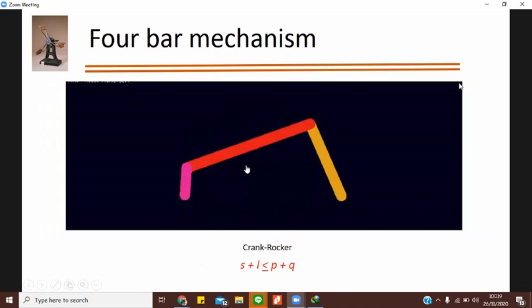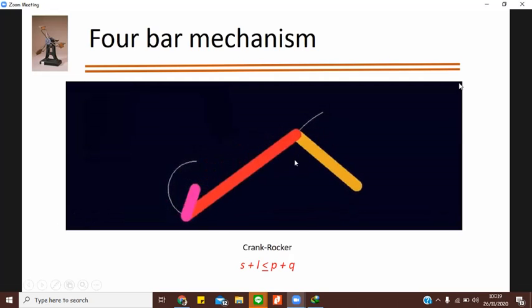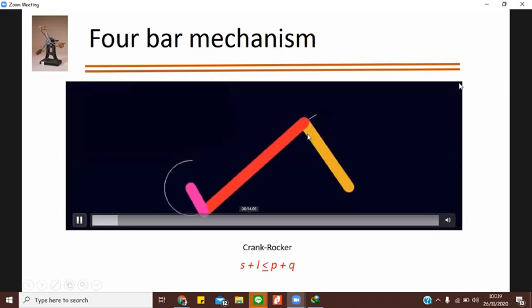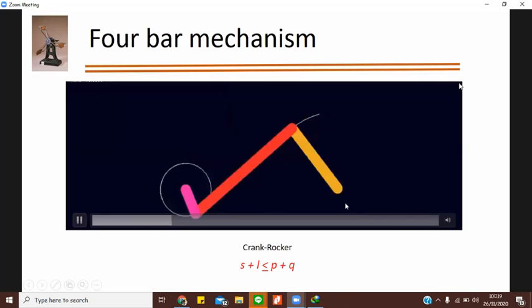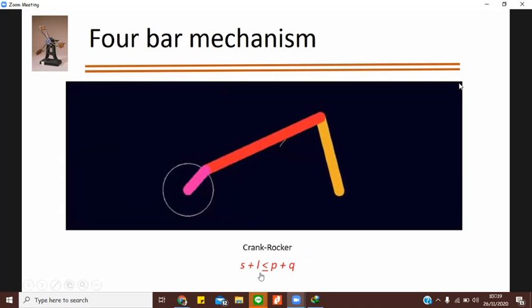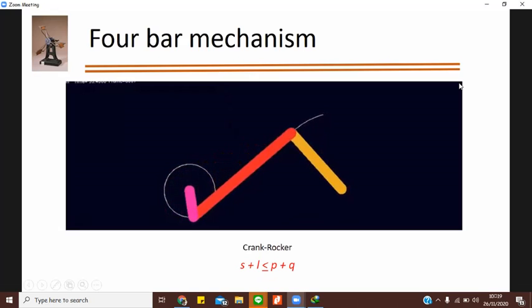Another is a crank rocker example. Here you will see only 1 link is rotating. So this is actually how your wiper works. The wiper in your car, this is how it actually works. Here you have the input, and this is how it does the wiping on your windshield. Okay, here also your shortest plus longest length is smaller than or equal to P plus Q.